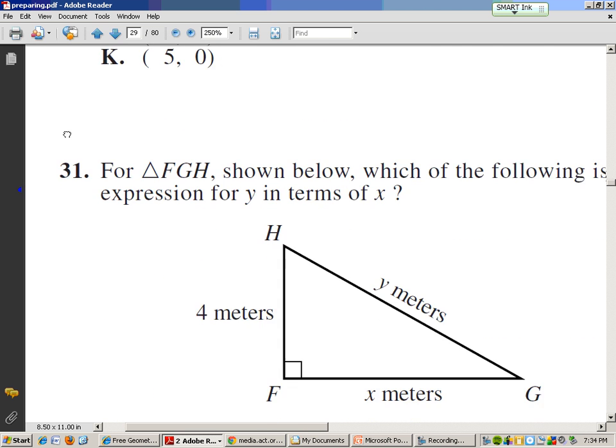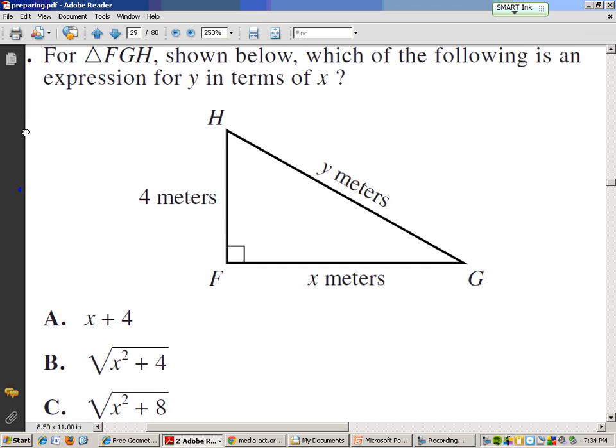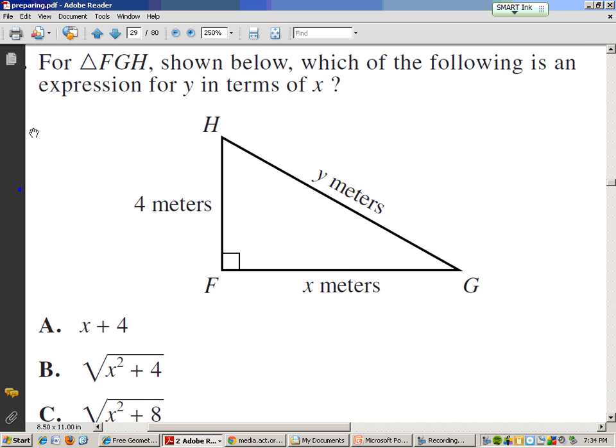Okay, 31. For the figure shown below, which of the following is an expression for y in terms of x? Well, what kind of triangle do we have? Right triangle. Two things normally you can use in right triangles. One of them we've used so far is SOHCAHTOA. What's the other one you normally use? Pythagorean theorem, right? So can I use Pythagorean theorem here?